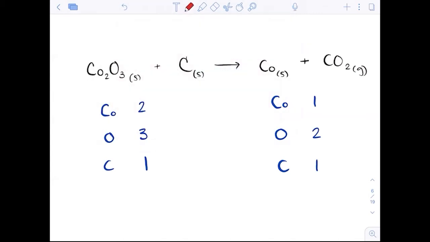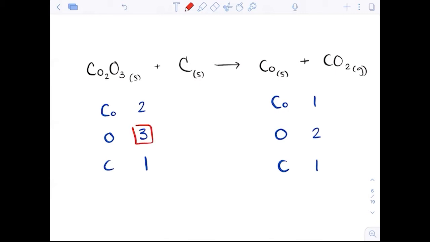Okay, again, which one do you want to do first? Well, this is the time when I see that oxygen is paired up in a molecule or a compound on the reactant side and a molecule on the right-hand side. So I'm going to start with oxygen. Not that it is necessary, but what I do see is that carbon's by itself and cobalt's by itself. So I should probably do those last.